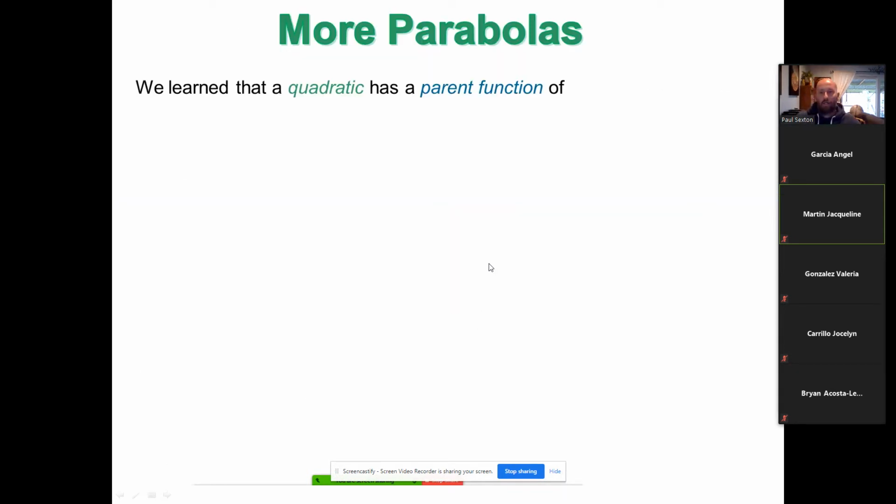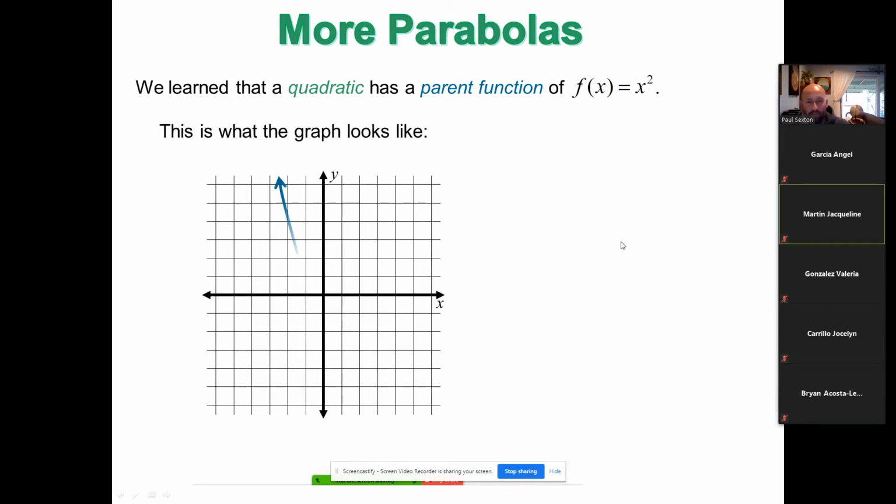We learned that all quadratics have a parent function that's y equals x squared. That's the parent function. That's the stripped down version. There's nothing happening to it. There are no translations or transformations. And here's the graph. Here's what it looks like.